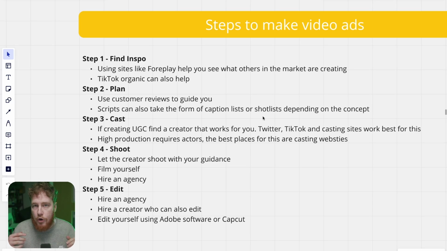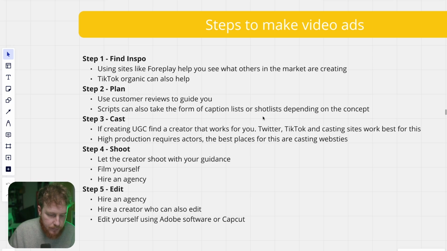We use a great tool called Foreplay. There's a link to it in the description. You can have a look at that, but essentially it's a great way to see and save what others are doing in the market. Want to see what people are doing in the pet niche? Search for pets. Hey presto. Also, TikTok organic, YouTube shorts, Instagram reels, all great places to see what's trending and see what you can take from there.